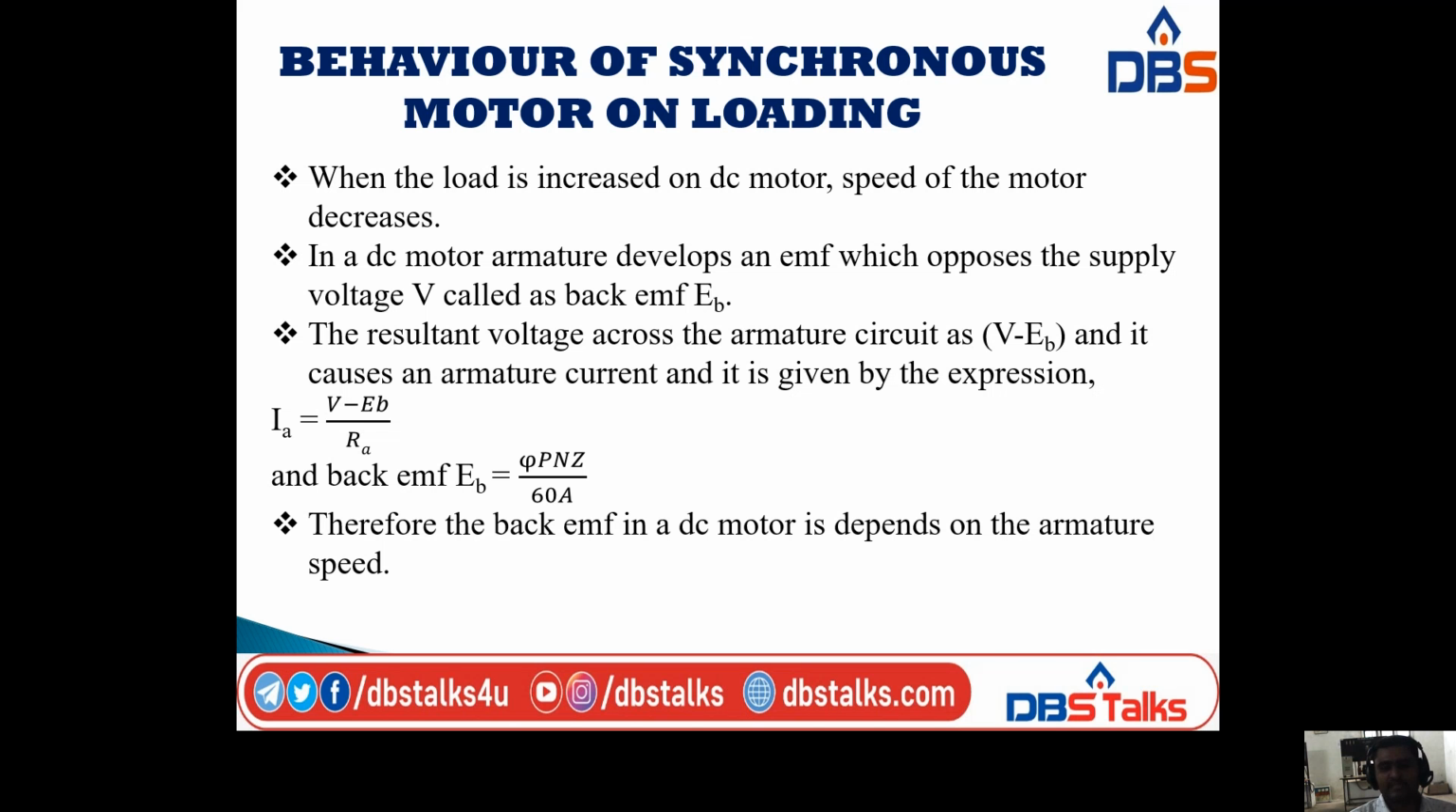And the back EMF, that is E_b, is equal to P N Z by 60 A. This is the back EMF in a DC motor, and this is the same formula we use for the generated EMF E_g in generators. Therefore, the back EMF in a DC motor depends on the armature speed, because the speed is directly proportional to the back EMF.